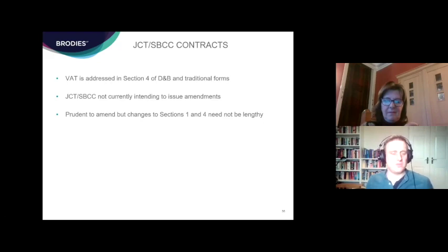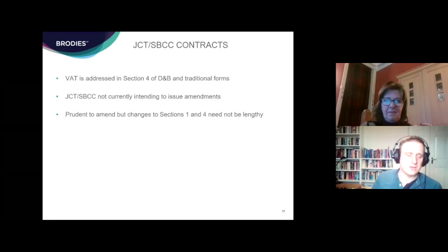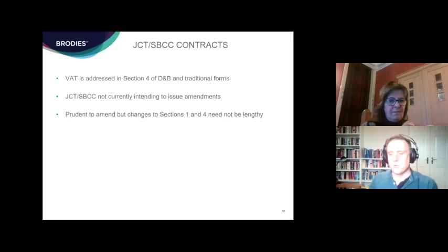In terms of standard form construction contracts, the JCT and the SBCC are not currently intending to issue amendments to their contracts. They address VAT in general forms and, Section 4 design and build contracts, but because they're not UK specific, they don't give purely UK specific tax wording. So therefore, it'd be prudent to make small but not heavy-handed changes to, say, sections 1 and sections 4 of the standard form design and build contracts.